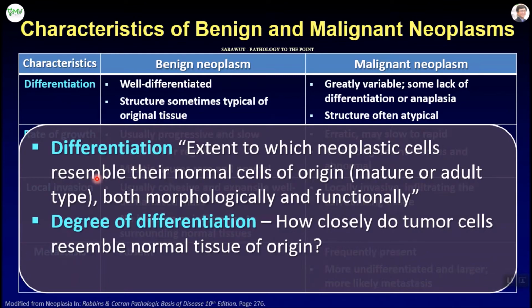If the deviation of neoplastic cells in structure and function is minimal as compared to normal cell, the tumor is described as well differentiated, such as most benign and low-grade malignant tumors. On the other hand, poorly differentiated is for poor structural and functional resemblance to corresponding normal cell. To simplify, the degree of differentiation relies on how closely tumor cells resemble normal tissue of origin.